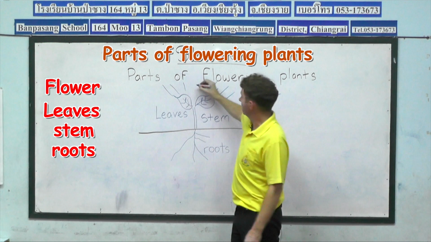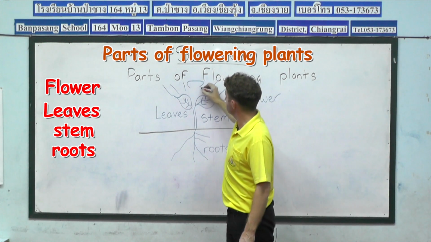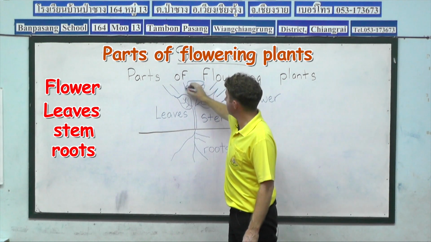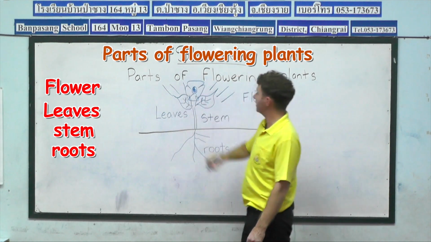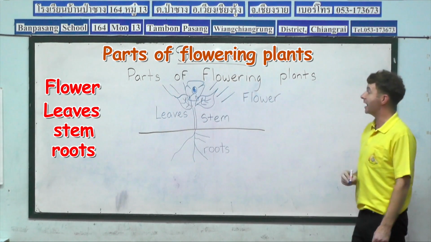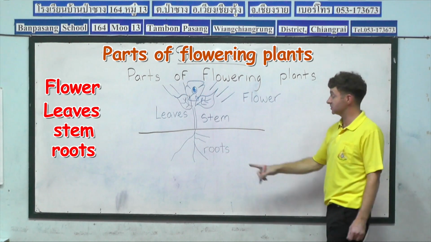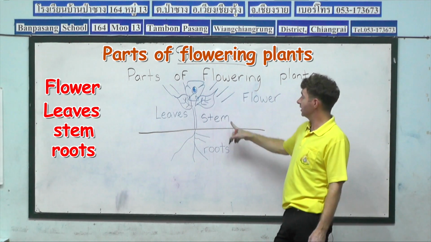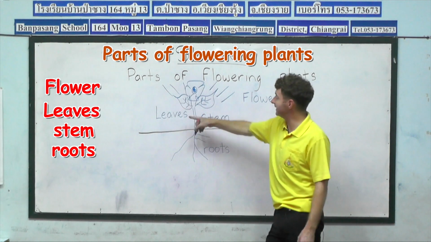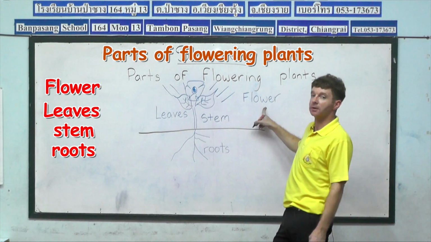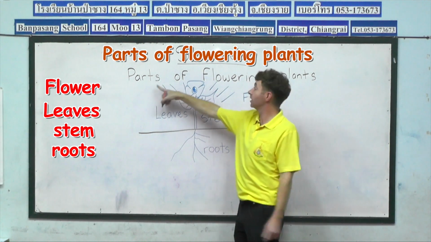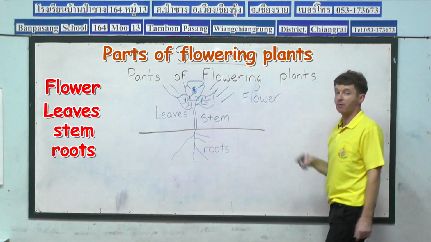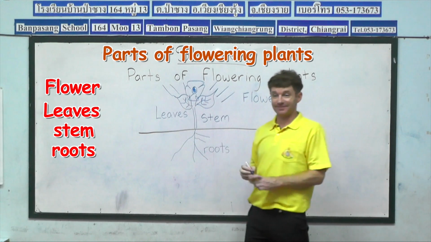F-L-O-W-E-R. And our flower can be something like this. Our flower, again, will also be quite high up on the plant. So now we have four parts. Roots. Stem. Leaves. And flower.